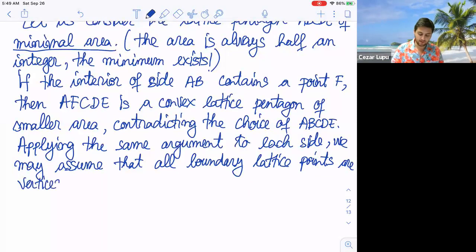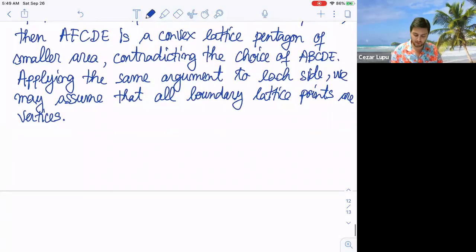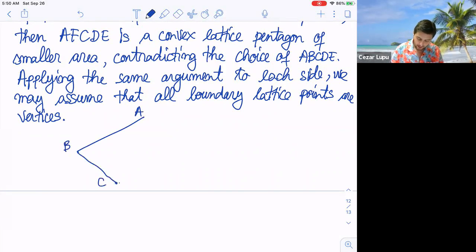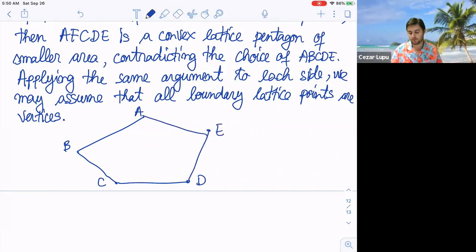At this point, it's clear what we have to do. So let's draw the picture. I'm just going to draw it here. A, B, C, D, E. So that's my pentagon. It's a convex pentagon. All right, so this is the convex pentagon A, B, C, D, E.